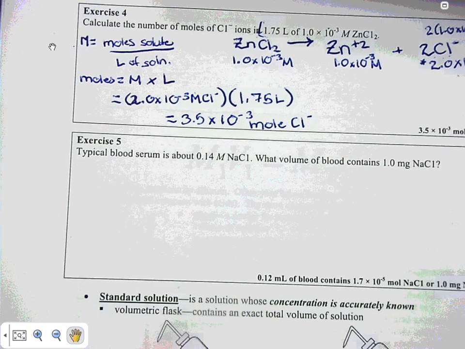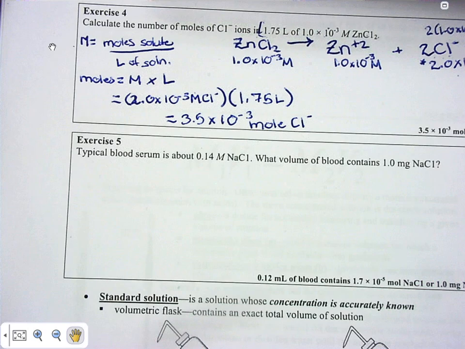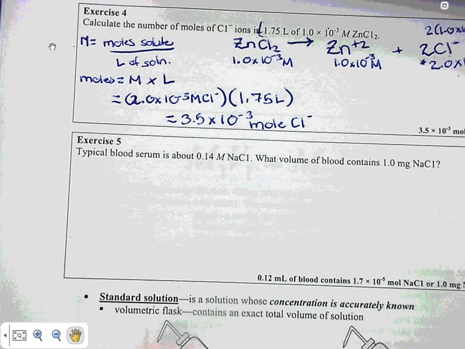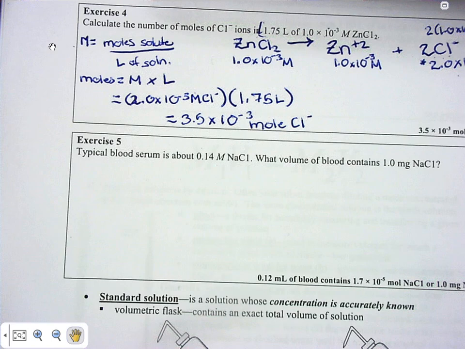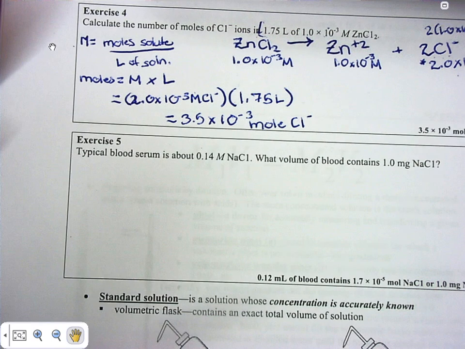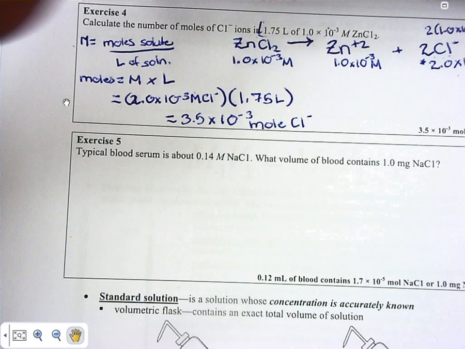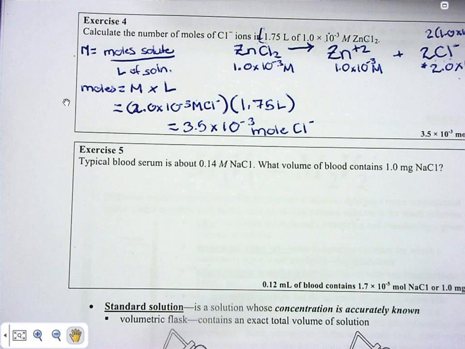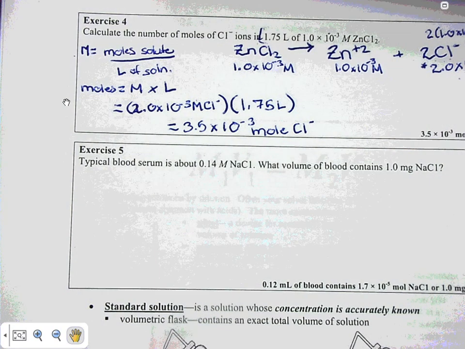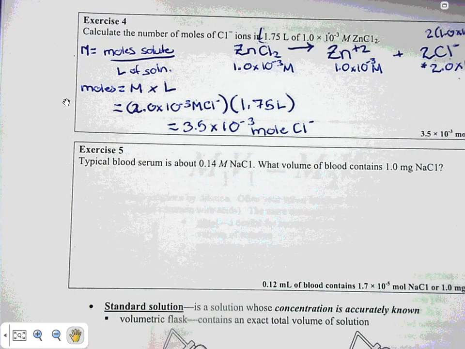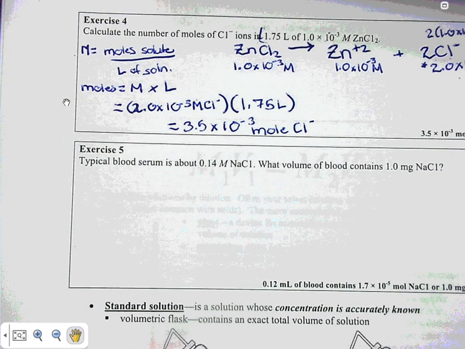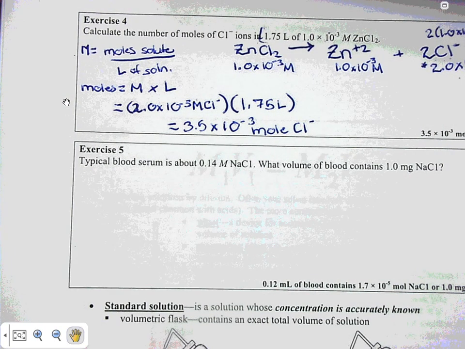Now let's look at exercise 5. Here it talks about typical blood serum being about 0.14 molar sodium chloride, and it's asking us what volume of blood contains 1.0 milligrams of sodium chloride. And so to solve this, we are looking for the volume. That's what we are solving for, which means we are going to need to know the molarity, and we're going to need to know our moles.